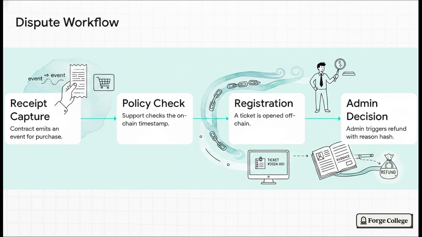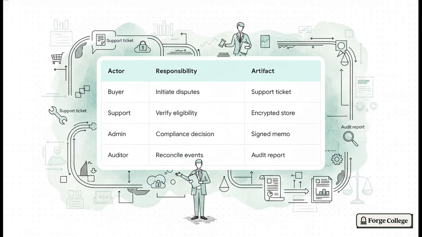Step 3, dispute registration. A ticket is opened off-chain, which generates our evidence. And finally, Step 4, admin decision and remediation. The admin hashes that evidence and submits it to the contract to trigger the actual refund. And this table right here brilliantly illustrates the separation of duties. We have our buyers, our support staff, admins, and auditors. Each actor has very specific responsibilities and produces specific artifacts, ensuring a completely smooth, auditable handoff from start to finish.